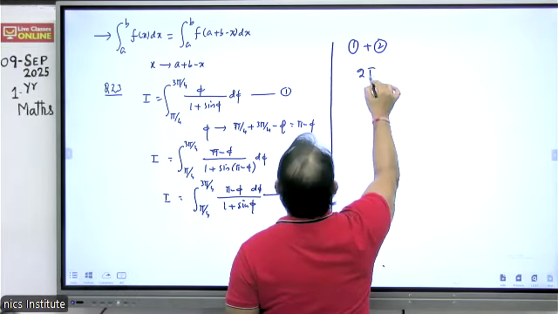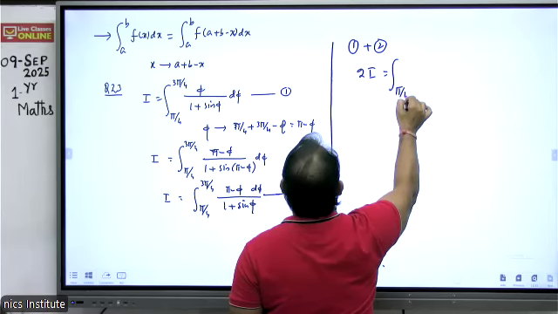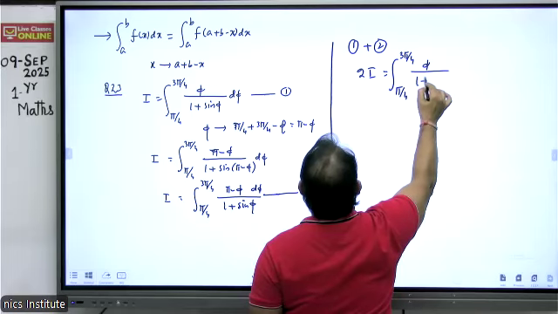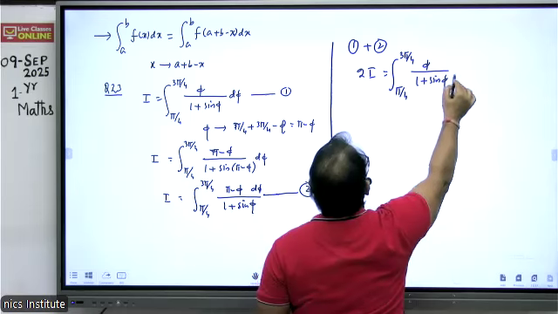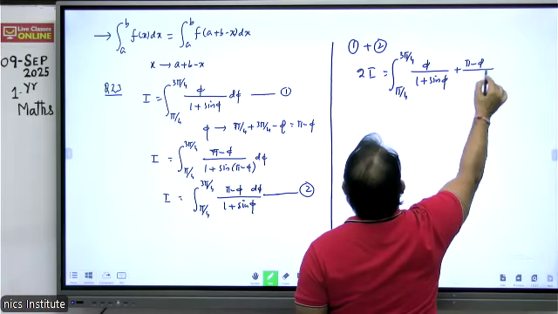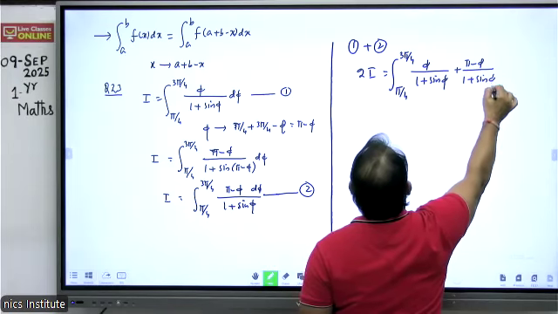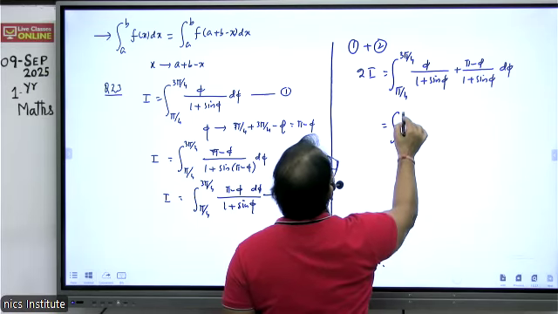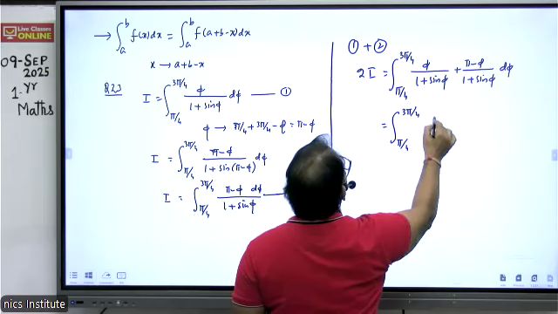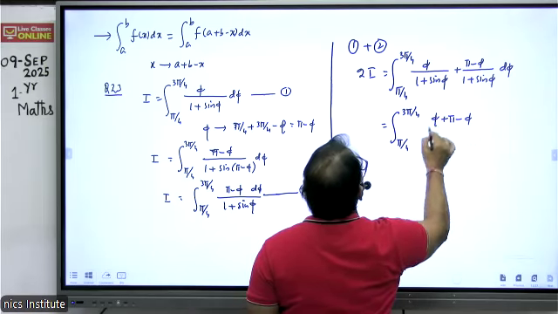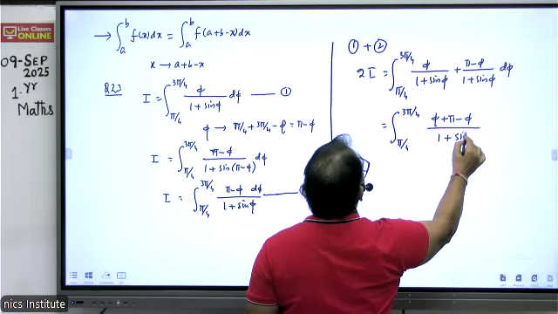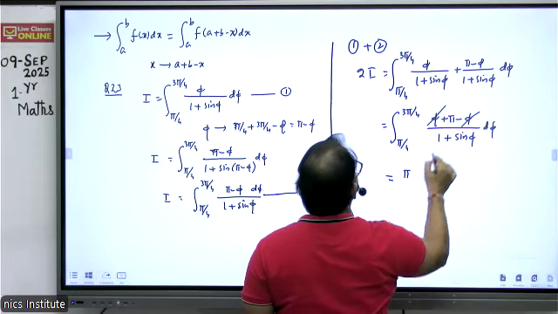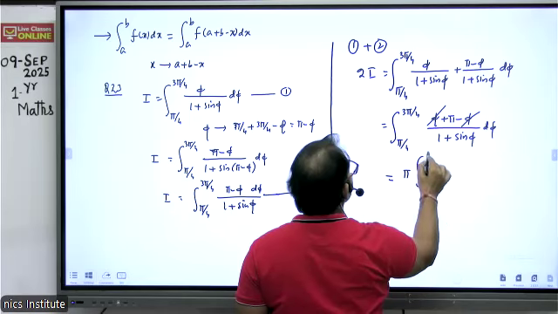So the left side becomes 2i. It is pi by 4 to 3 pi by 4, phi over 1 plus sine phi, plus pi minus phi over 1 plus sine phi. We have combined the two integrals into a single integral. Pi comes out. And now you know how to integrate this.